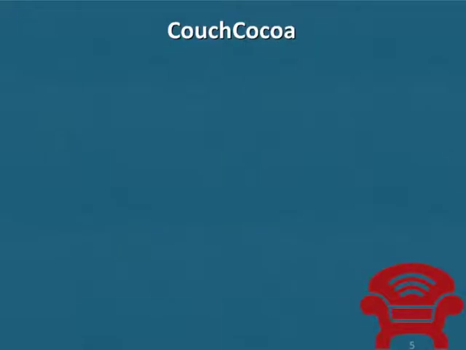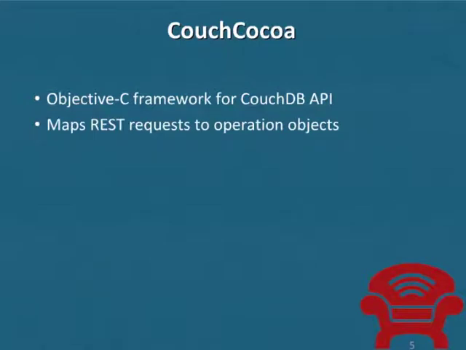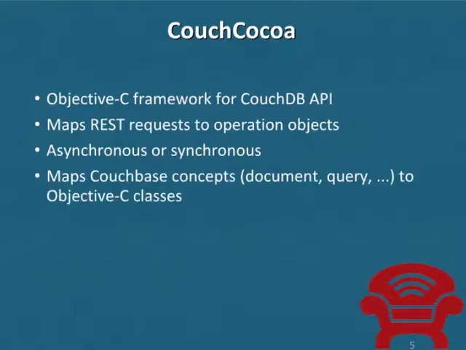This is an Objective-C framework that we wrote that basically talks to the CouchDB API over HTTP and exposes all that stuff as a bunch of Objective-C classes and methods. At a low level, it takes these HTTP REST type requests and maps them into operation objects, which can be sent either synchronously or asynchronously. The async mode is really good for responsiveness in your UI, since you don't want to block up your UI while you're talking to the database. And it also takes these concepts of documents, queries, servers, etc., and maps them to Objective-C classes.